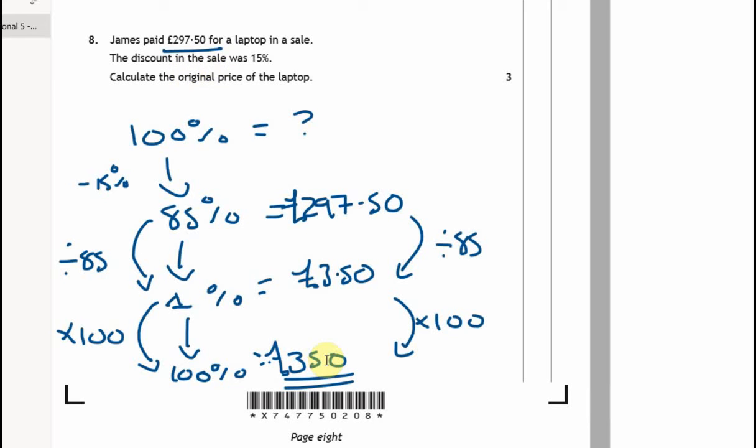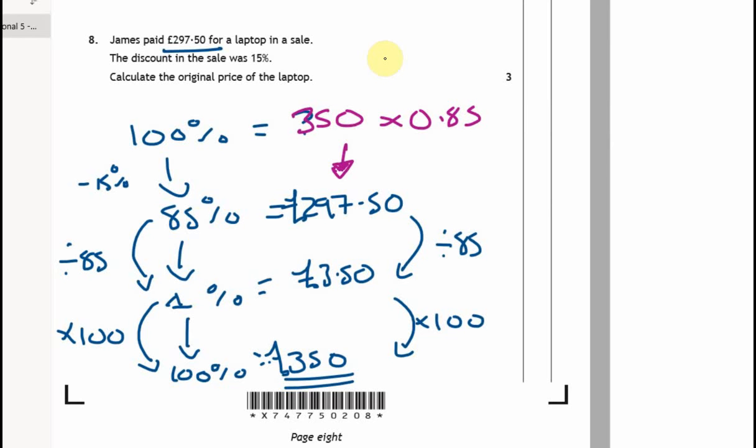So say we said, well, if that's true, if 100% is equal to 350, how would I get from 100 to 85? Well, if I times that by 0.85, that's going to reduce the 100% by 15%, isn't it? So let's just double check that. 350 times 0.85, and that's 297.50. So you can check you've got the right answer and feel confident in what you've got. You don't go through the paper thinking, oh, that was a tough question. You can actually check that one as well. So there you go. 350 would be the original one.